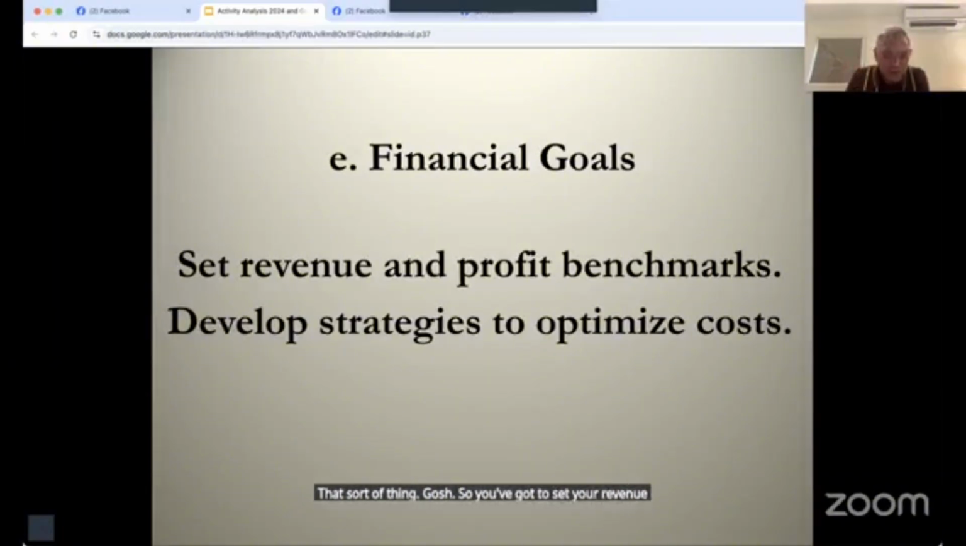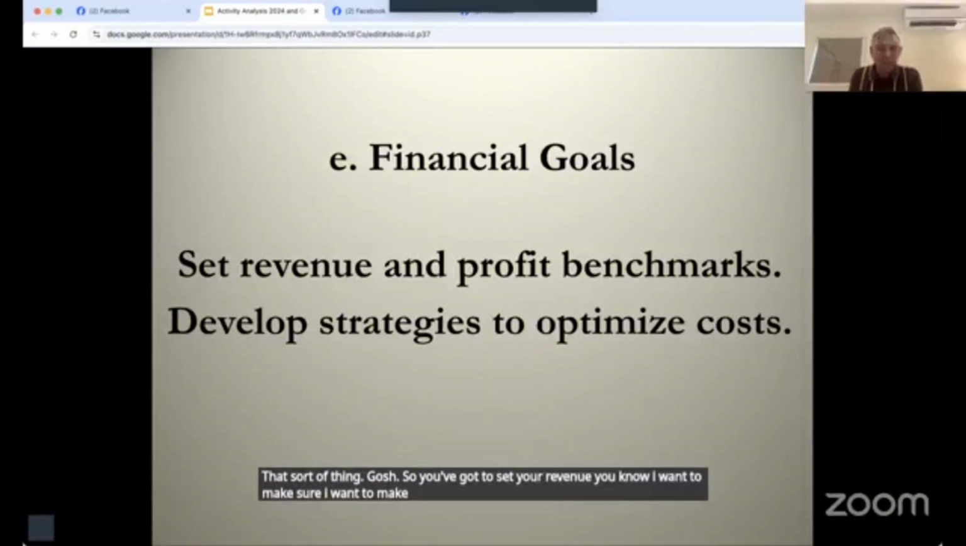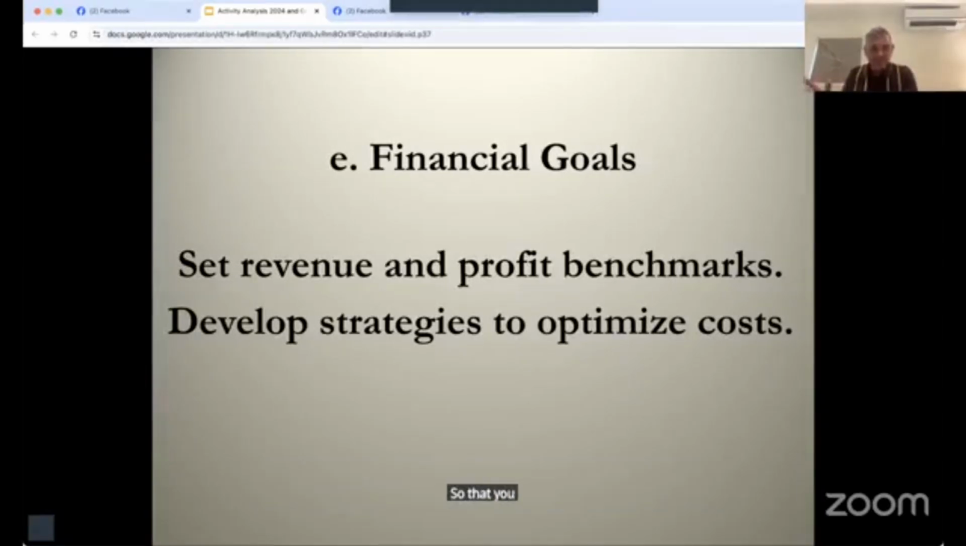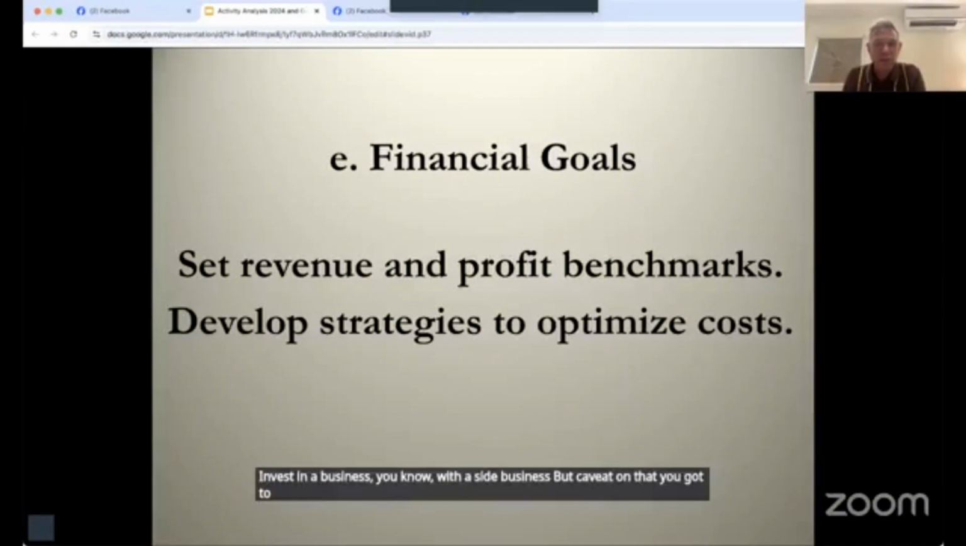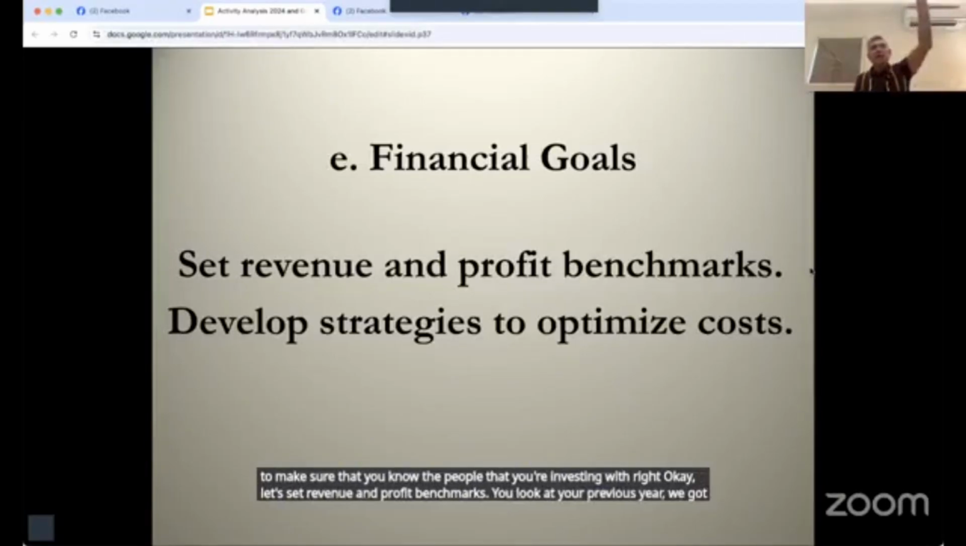So you got to set your revenue. I want to make X amount of millions this year, so that you could then invest that, get your 7 to 10% return, invest in a business, with a side business. But caveat on that, you gotta make sure that you know the people that you're investing with, right? Okay. But set revenue and profit benchmarks. You look at your previous year, we gotta go 20% more this year.